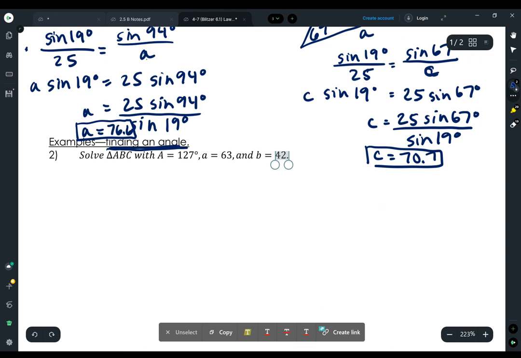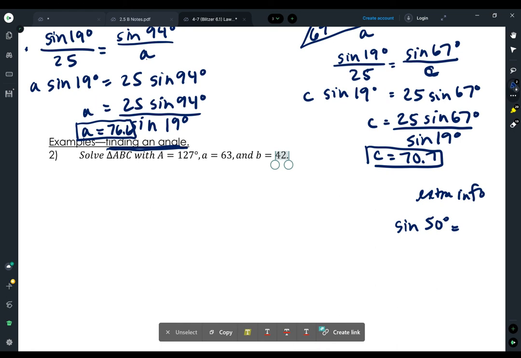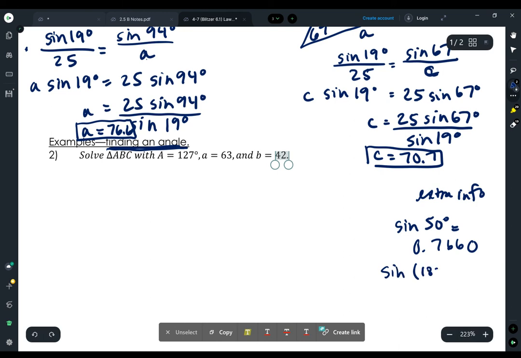And here's our issue. Our issue is the way the sine function works. This is just off to the side, extra info that you don't necessarily need to write down. If I take the sine of, say, 50 degrees, let's do that on a calculator really fast. Let's do a bunch of decimal places, like 4. I get 0.7660.